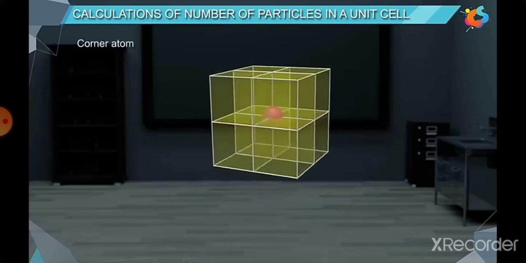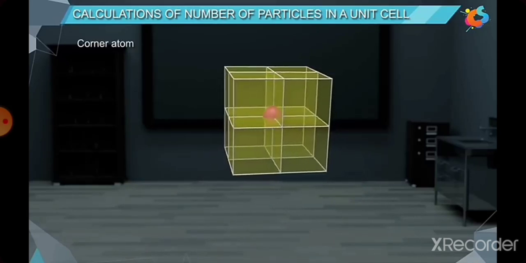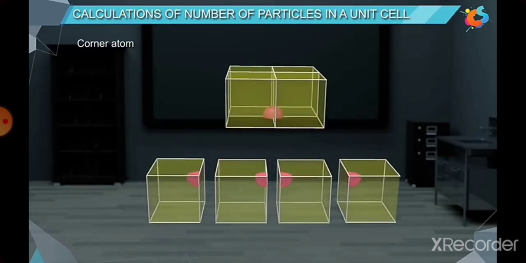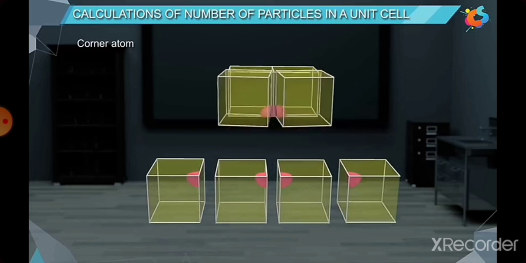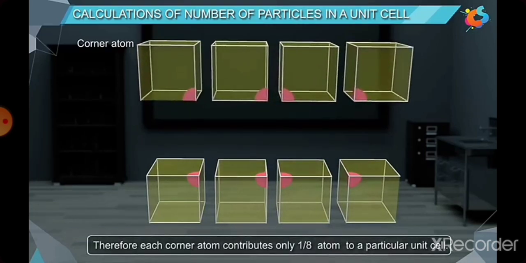A corner atom is shared equally by 8 unit cells. 4 unit cells are present in the lower layer and 4 unit cells are present in the upper layer. Therefore, each corner atom contributes only 1/8 atom to a particular unit cell.